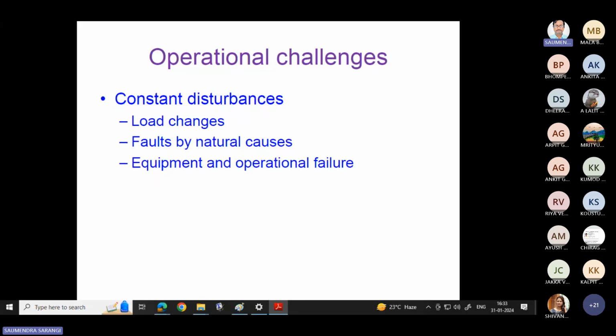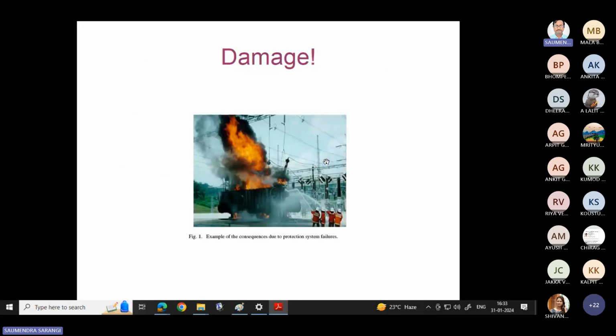But the challenge is how to identify that there is a fault, because our power system goes through different types of changes, like load changes. Faults will be there, transient faults will also be there, and equipment and operational failures will also be there. If you do not identify the fault in our system, it is going to cause huge damage. It is not only economic damage, it will also disturb the total supply of power. So it will be huge and costly.